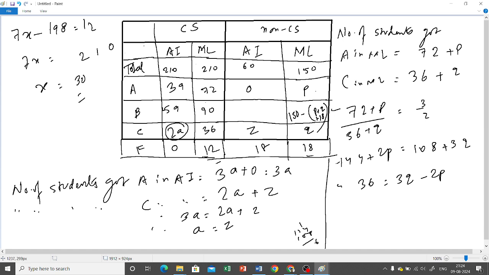So what is the number of people over here? It will be 150, that is from the total, minus P plus Q plus 18. What is going to be the number of people over here? 60 minus Z plus 18. We still need more information to fill up these parts.